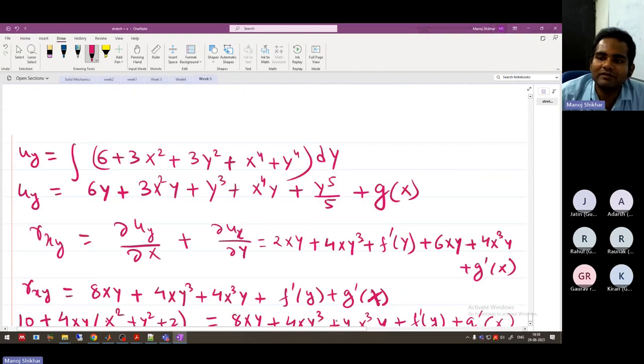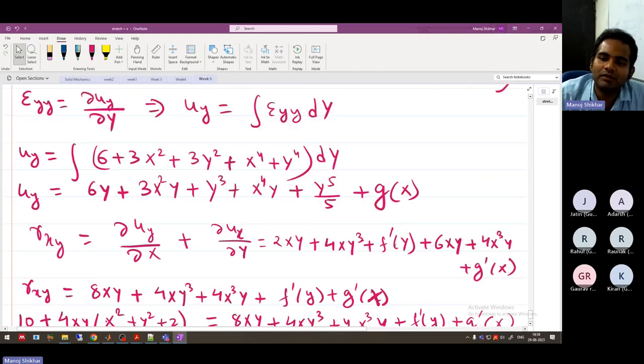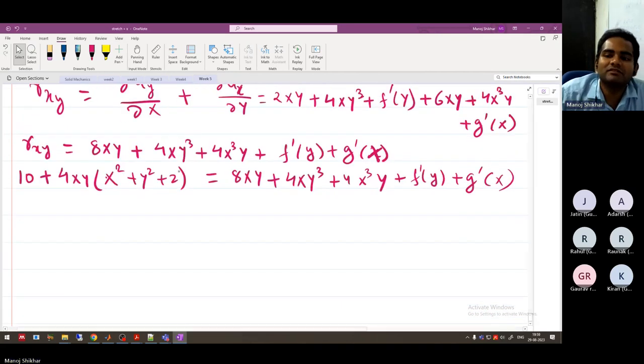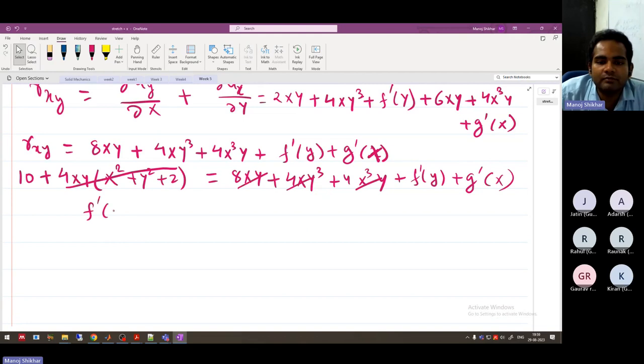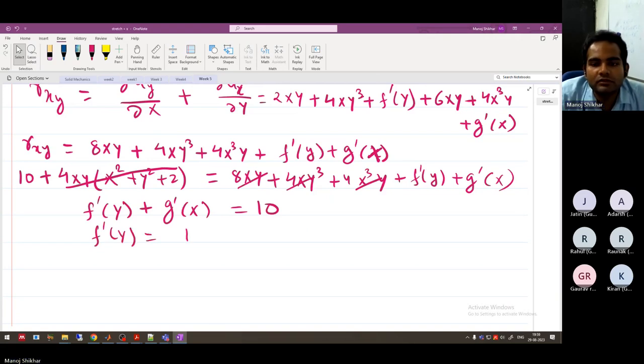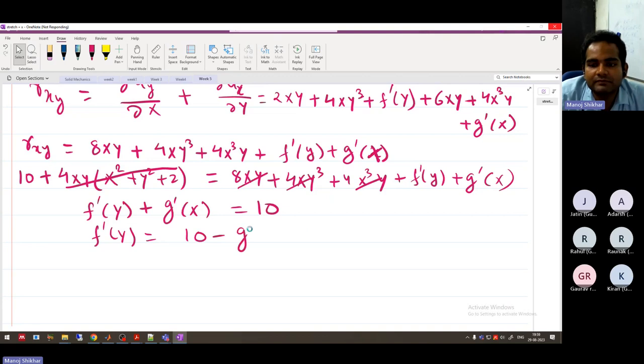One thing to keep in mind: f prime y is differentiation of f with respect to y, and g prime x is differentiation of g with respect to x. If you see, these terms will cancel, and you will get f prime y plus g prime x equal to 10. So this is one of the equations. From here, you can write f prime y equal to 10 minus g prime x.